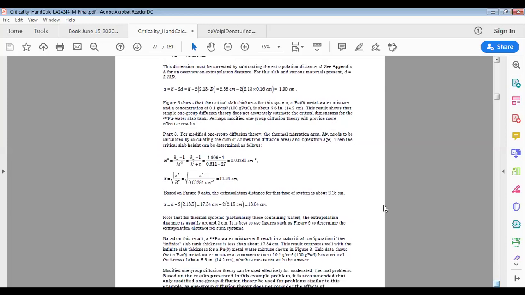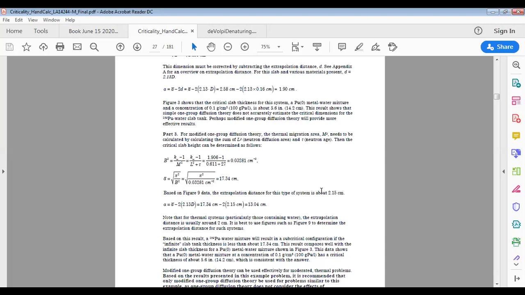Okay, so I'm sorry, figure 3 shows that the critical slab would be 5.6 inches. So this result shows that the simple one group diffusion estimate does not accurately estimate the critical dimensions for the slab. So let's go to the modified one group diffusion, because that did not look at the slowing down. Now if you include the slowing down, you can see the estimate we get is 17.34.